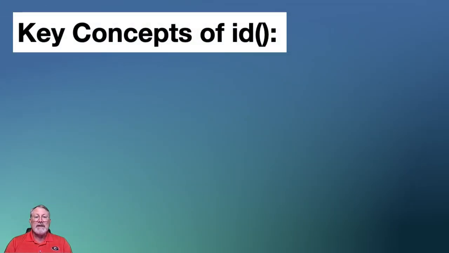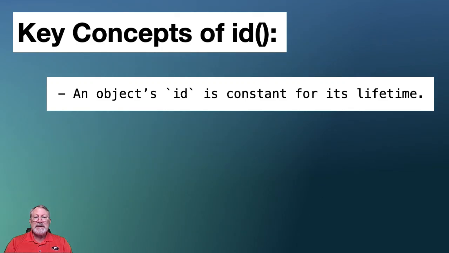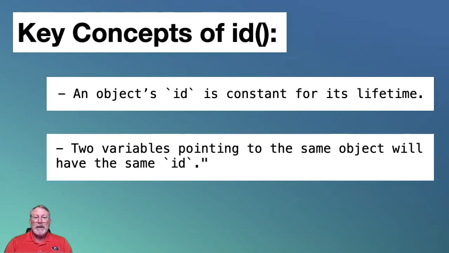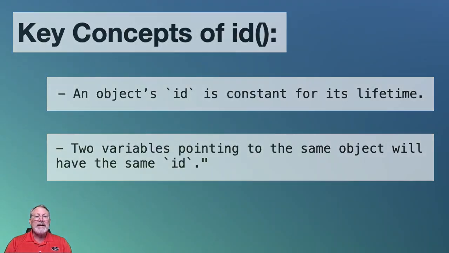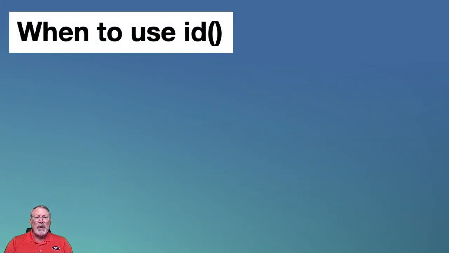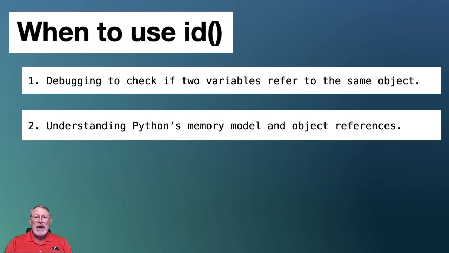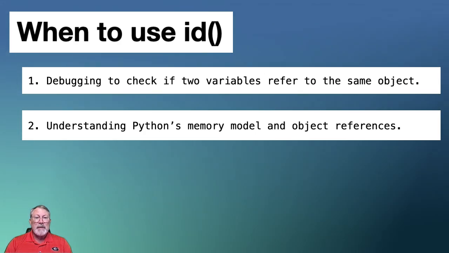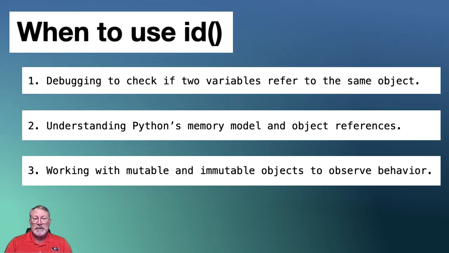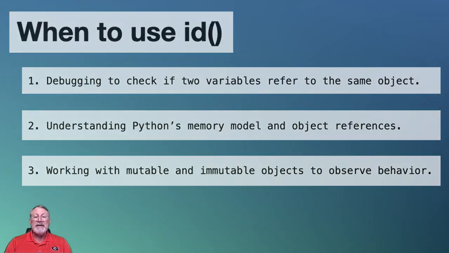Here are some key concepts. An object's ID is constant for its lifetime, and two variables pointing to the same object will have the same ID. You'd use ID when you're debugging to check if two variables refer to the same object, perhaps when you're trying to understand Python's memory model and object references, or when you're working with mutable and immutable objects to observe their behavior. While you won't use it in day-to-day programming, ID is invaluable for learning and debugging.